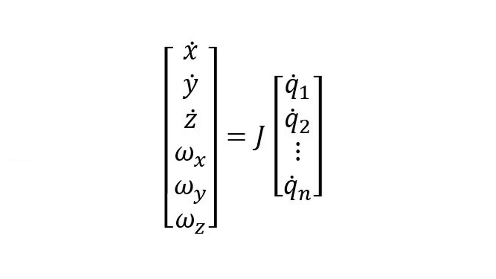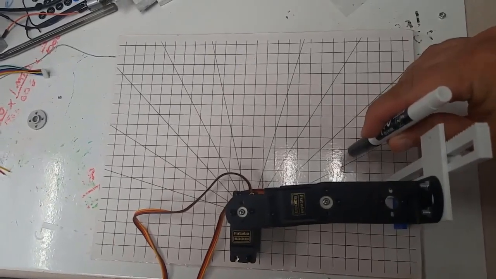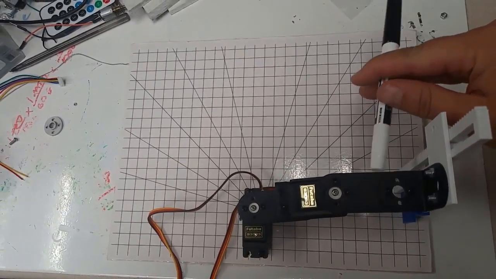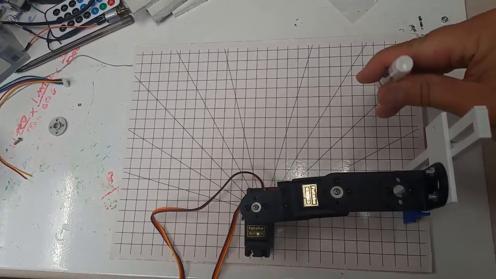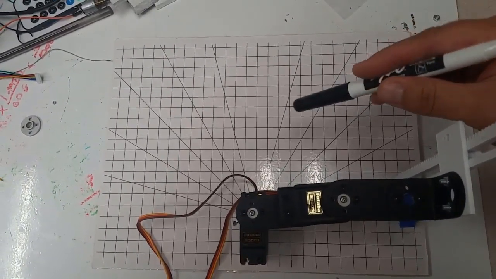Similarly, omega x says how fast the end effector is rotating around the x-axis, and omega y says how fast the marker is rotating around the y-axis. Now, note that with this SCARA manipulator, there is no way to get the marker to rotate around the x-axis. To do that, we would have to be able to rotate the marker like this. We also can't get the marker to rotate around the y-axis. To do that, we would have to be able to rotate the marker like this.